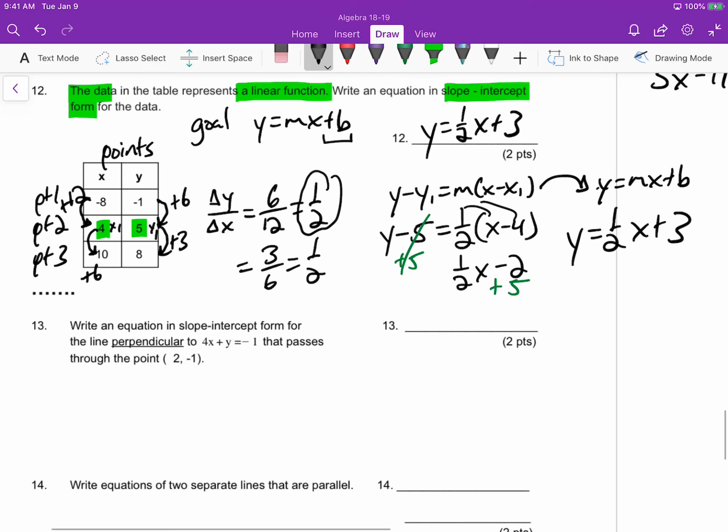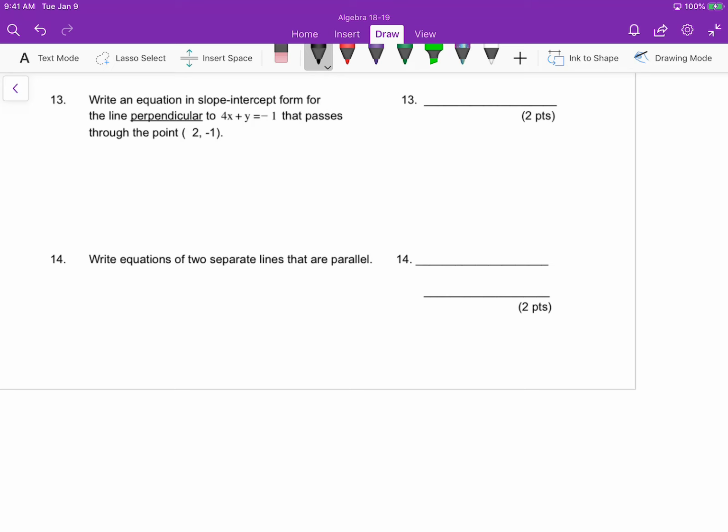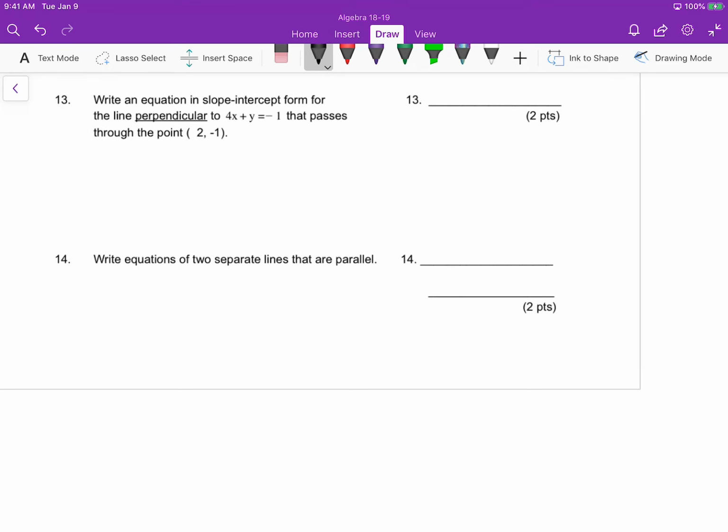Cool. All right, number 13, we're getting near the end here. Big question. One final time, write an equation in slope-intercept form. One more time. I'm going to take the time to write. My goal is y equals mx plus b. Okay, then what?